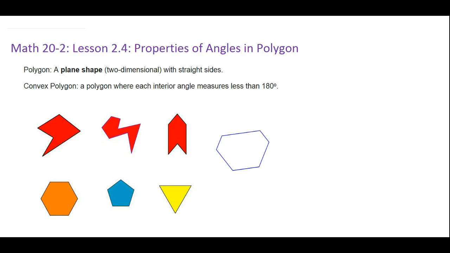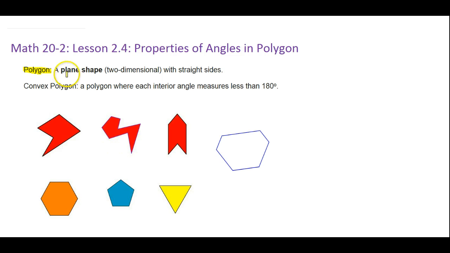So we are doing lesson 2.4, properties of angles and polygons for Math 20-2. And we're going to start off with a little bit of terminology. We're looking here at polygons, and first we're looking at defining a polygon.